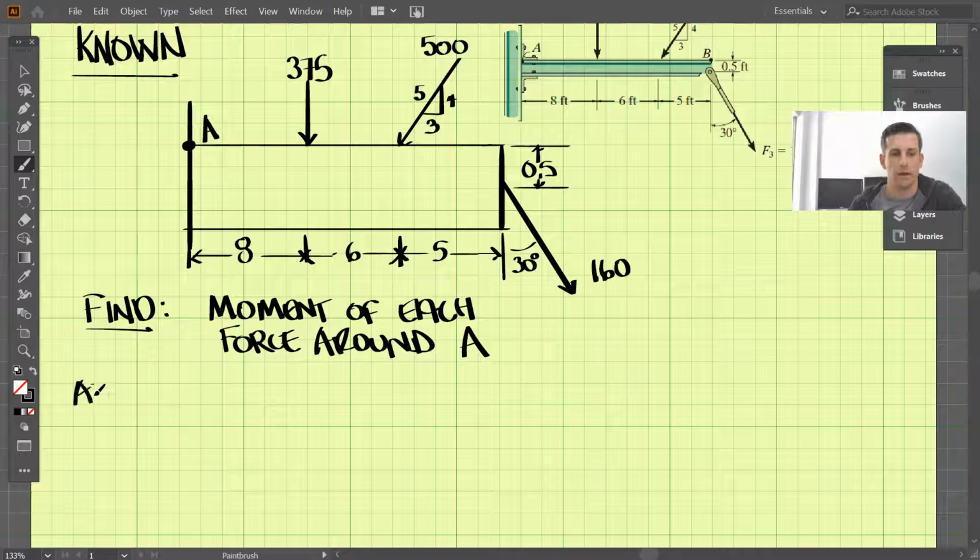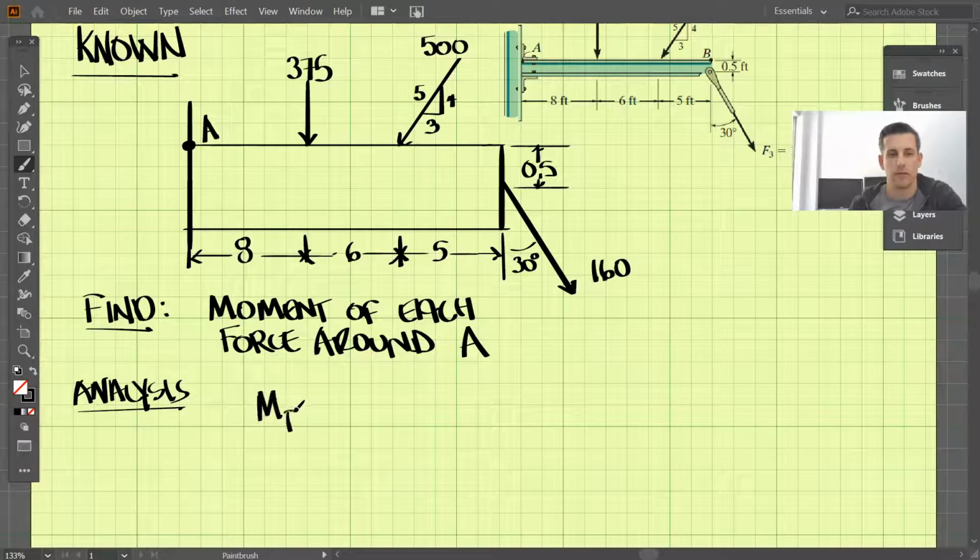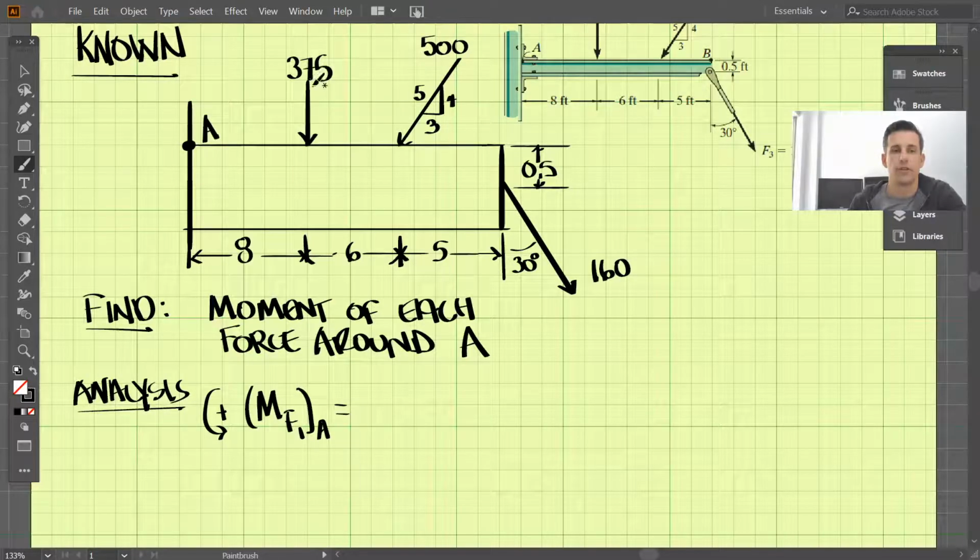Okay, so let's start our analysis, and we'll start with the moment that F1 creates around point A. How we usually do this, we call the counterclockwise direction positive, so I'm going to use that sign convention. This 375 pound force is going to want to create a clockwise motion, so that's opposite to how we drew our sign convention. That is actually going to be negative, because it's opposite of our positive direction.